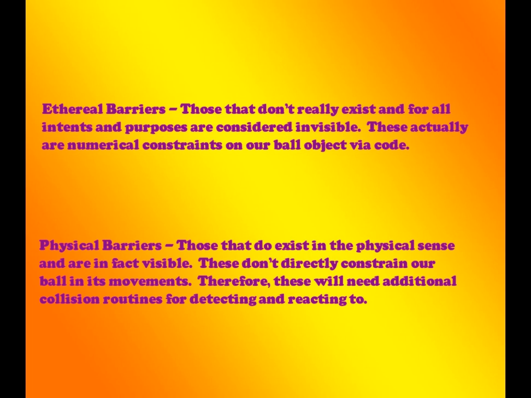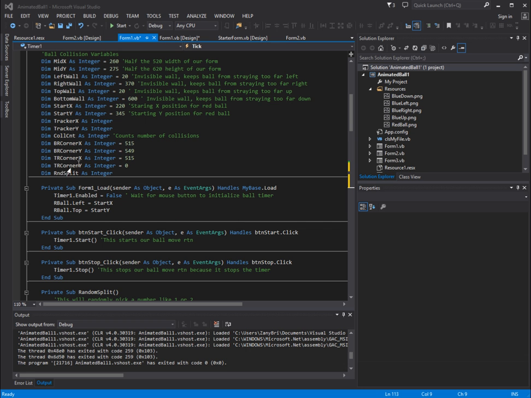Ethereal barriers are those that don't really exist and for all intents and purposes are considered invisible. These actually are numerical constraints on our ball object via code. Physical barriers are those that do exist in the physical sense and are in fact visible. These don't directly constrain our ball in its movements. Therefore, these will need additional collision routines for detecting and reacting to.